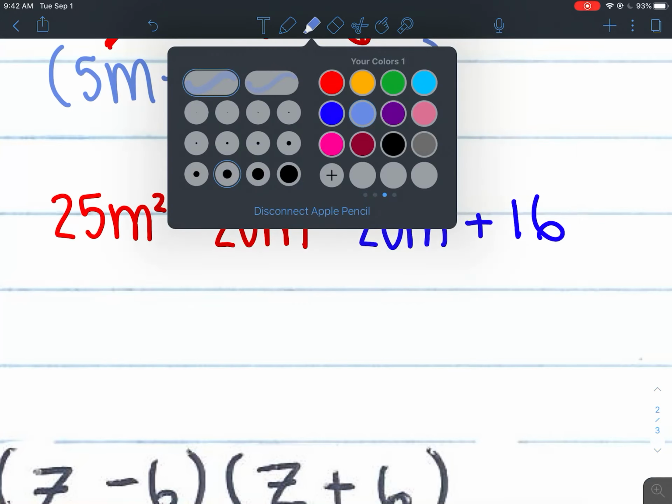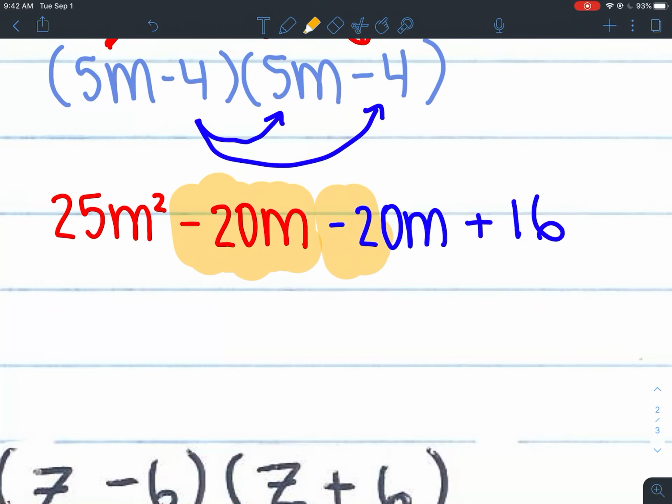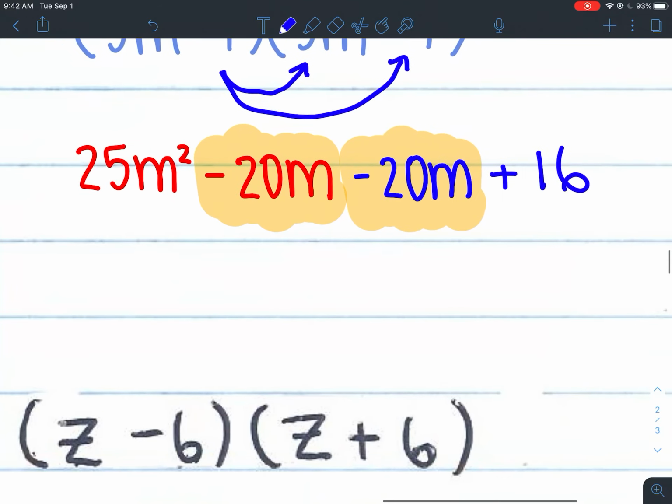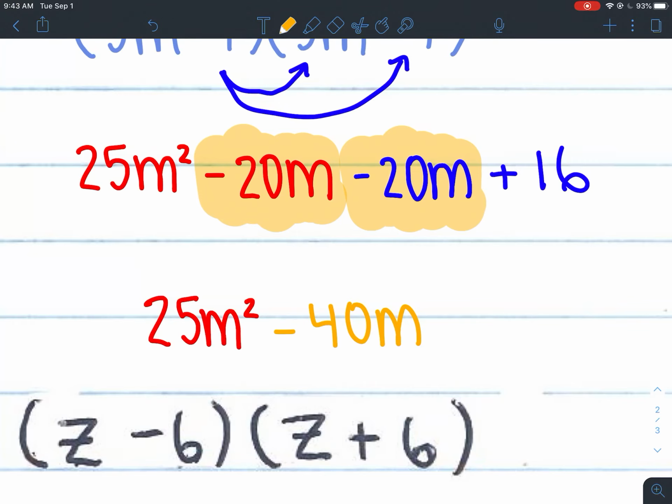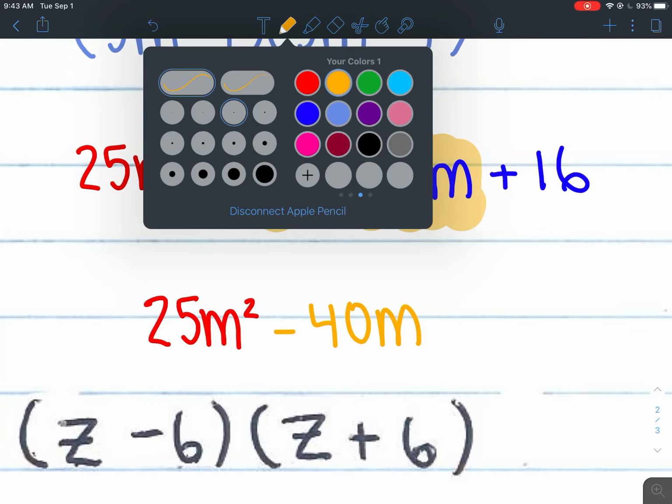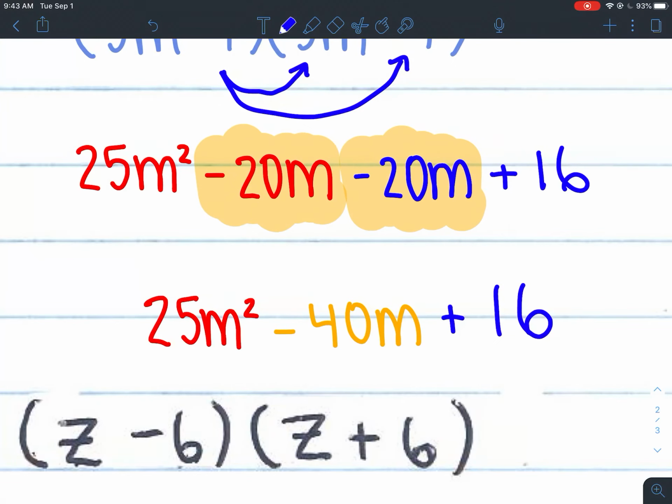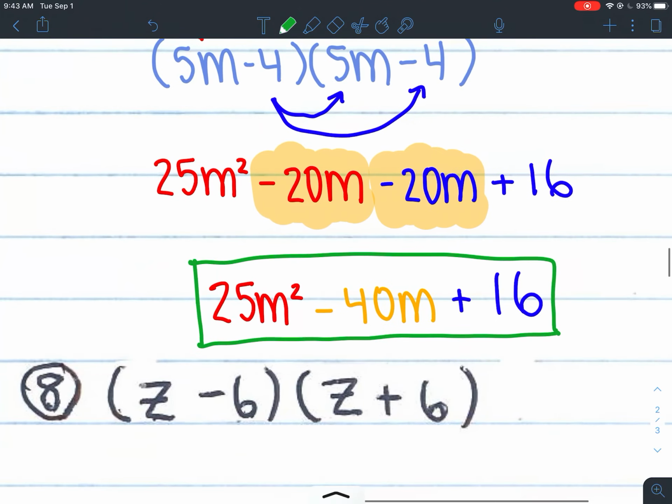Okay, now we're going to look for like terms, which we do have, negative 20 and negative 20. Now, these are not opposites. So sometimes when we have opposite signs, they'll cancel. So like positive 20 and negative 20 would cancel. But negative 20 and negative 20 do not cancel. They're not opposites. You would just combine them together. So I'm going to be super careful with that. Sometimes people want to cancel them. So 25m squared. And then negative 20 and negative 20 make negative 40m, because I put them in the calculator, negative 20 minus 20, I get negative 40. And then I have plus 16. And then that is my simplified expression, because I have no more like terms.